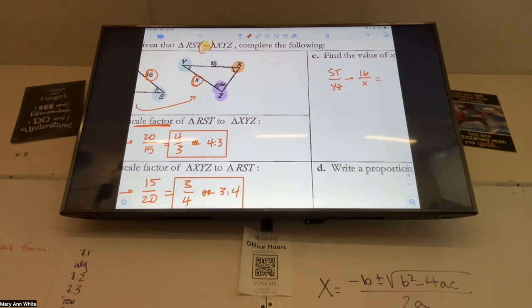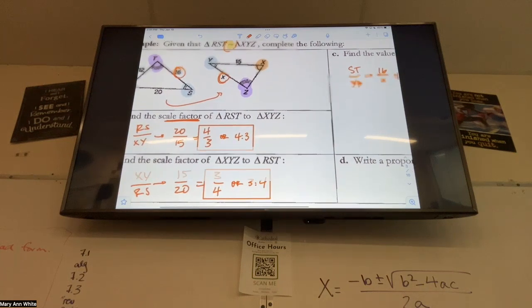We'll say ST is gonna be 16, so 16 over X. And we're gonna set that equal to which scale factor? Is it 4 over 3 or is it 3 over 4? 4/3. Why? Because it's exactly how it's written. Give me a little bit more than just it's exactly how it's written.